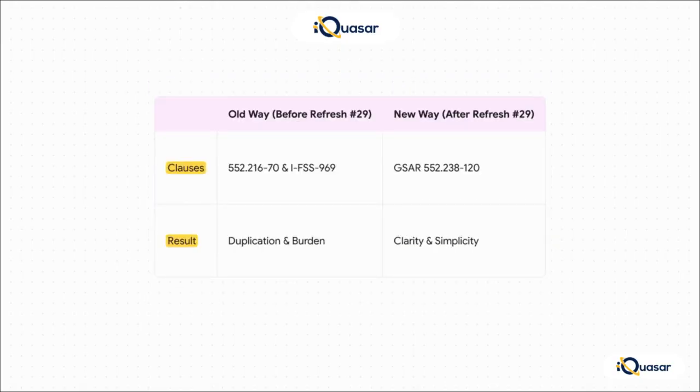And hey, it wasn't just the submission systems causing all the trouble. Let's talk pricing. You had to navigate two totally separate and often confusing economic price adjustment, or EPA, clauses. It was a recipe for duplication and chaos. It created this huge administrative burden, especially if you were juggling multiple SINs or contracts.